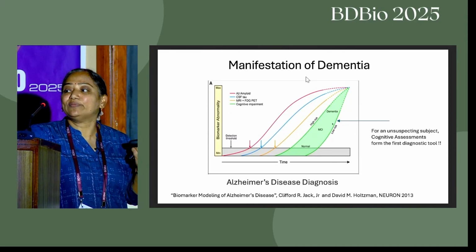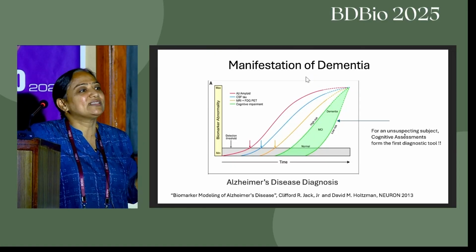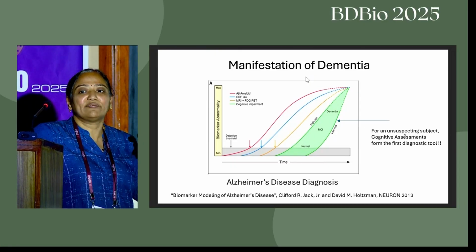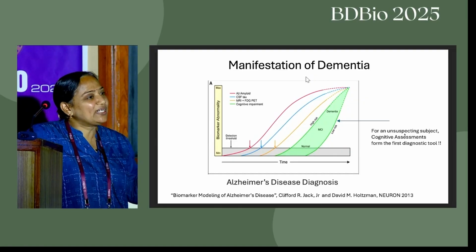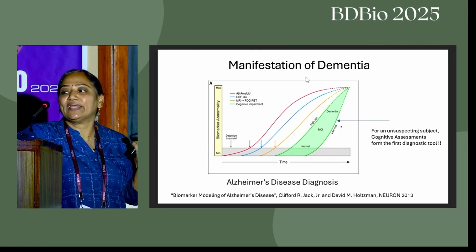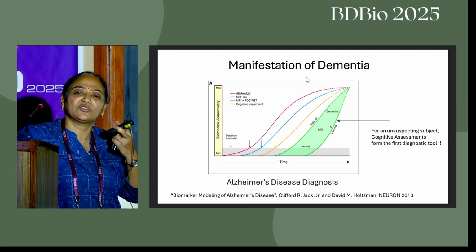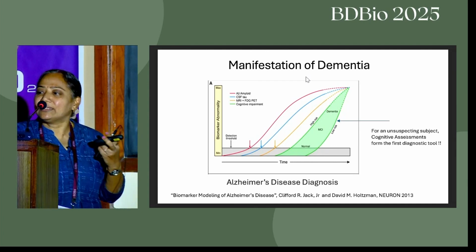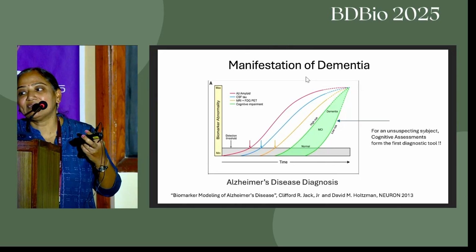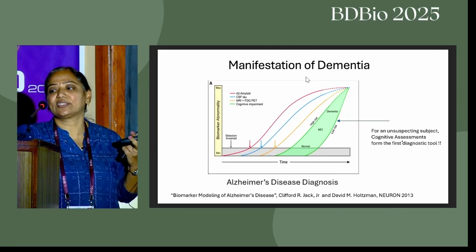But if the subject is unsuspecting, there is no reason for him to think. There's no family history. There's no reason for any other tests. By the time the person realizes, he's already in this green zone, where so much has already happened. So for an unsuspecting subject, cognitive assessments become the first diagnostic tool.